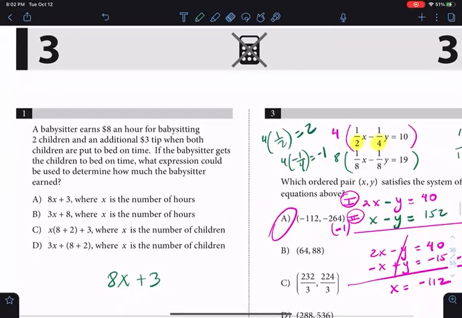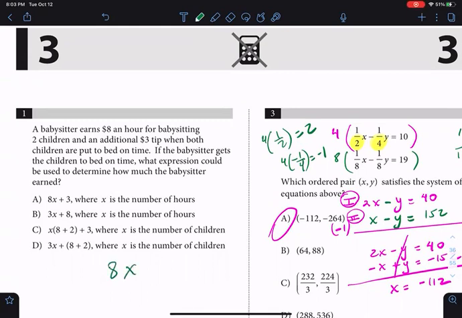Okay, so this one is asking you: a babysitter earns $8 an hour for babysitting two children, and an additional $3 tip when both children are put to bed on time, right? If the babysitter gets the children to bed on time, what expression could be used to determine how much the babysitter earns? Straightforward question. She makes $8 an hour.